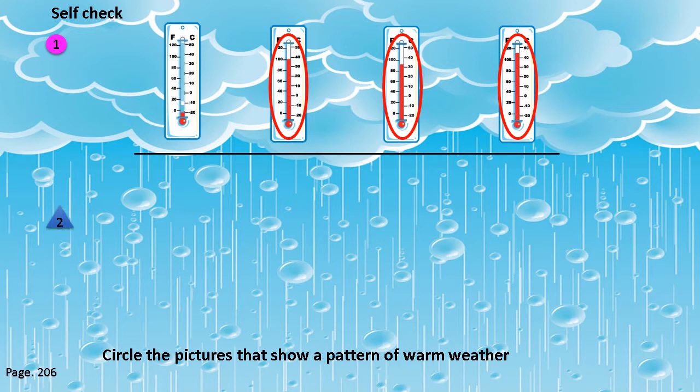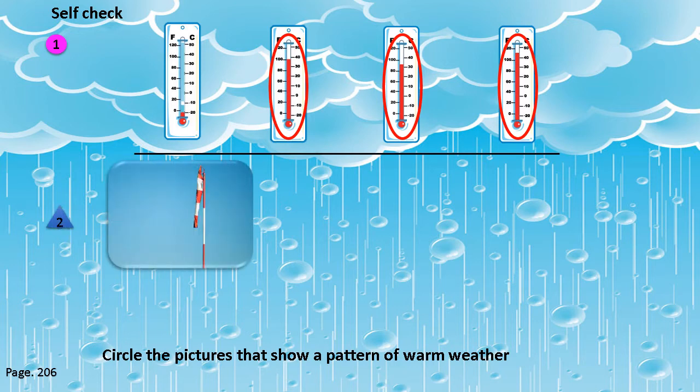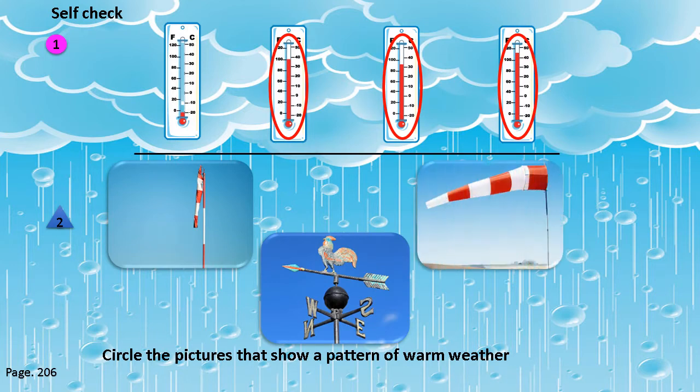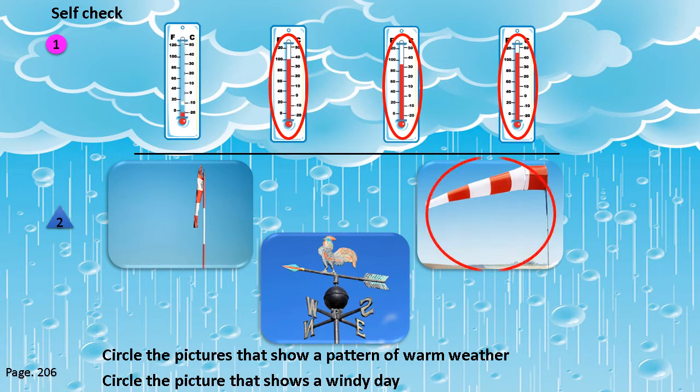And now, for question number 2, we are asked to look at these 3 pictures of weather tools and to circle the picture that shows a windy day. So, excellent! Let's circle the windsock on the right. This windsock is filled with air, which happens on a windy day.